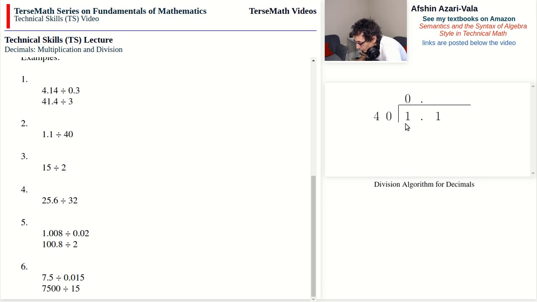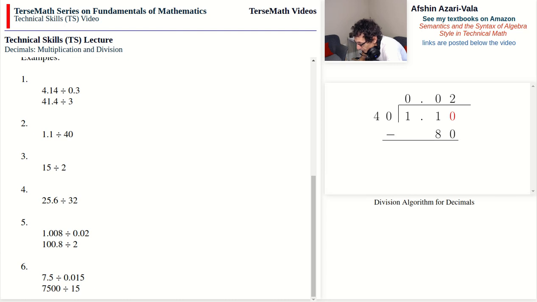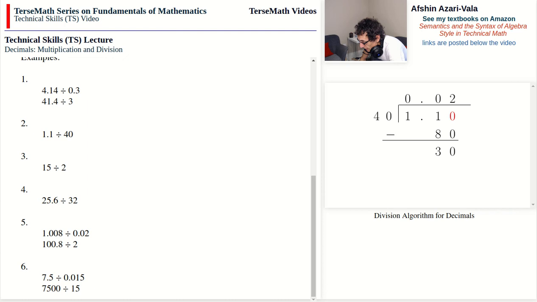And now we think of 11. 40 into 11, again 0 times. And again, I'm not going to do 0 times 40, 0 subtract, you get 11, because I get 11 back. I'm just going to add a 0. And then 40 into 110, 2 times. 2 times 40 is 80. And then we subtract to get 30. Now instead of adding a 0 here and pulling it down, I will just add a 0 right down here.